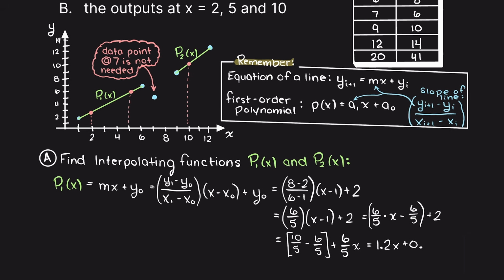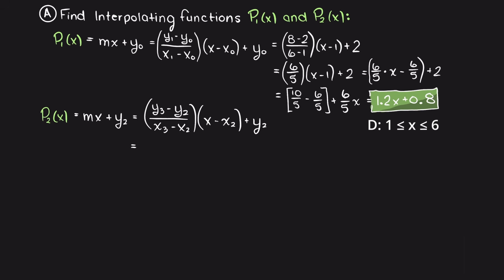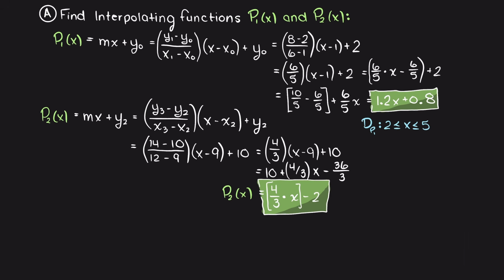This results in p1 being 1.2x plus 0.8, with a domain of this function being the following. Secondly, we will now solve p2 in the exact same way using our data points at x equals 9 and 12. After applying our known values and simplifying, we are left with 4x over 3 minus 2 with a domain of 9 to 12. Now, we have our interpolating functions.